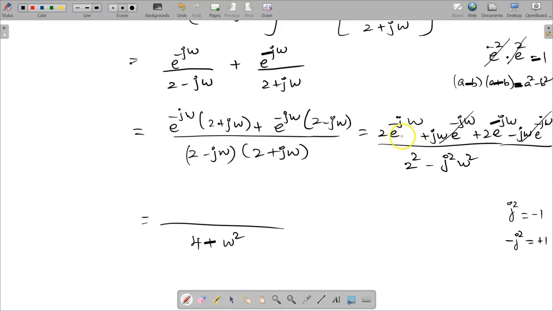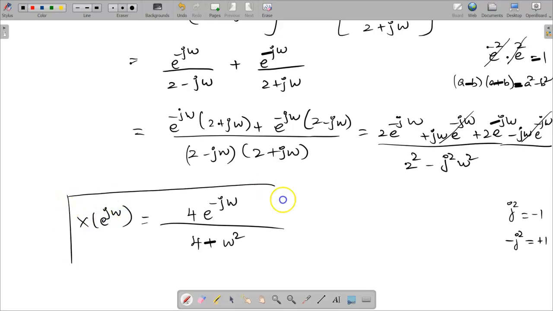And then coming to the numerator, here 2 e power minus j omega, here 2 e power minus j omega, it is nothing but 4 e power minus j omega. Both the terms have the same variable. So add your constants, 2 plus 2, it is 4. 4 e power minus j omega divided by (4 plus omega square). So this is the final answer for the given problem. So this is your X of e power j omega, that is the Fourier transform for the given problem.